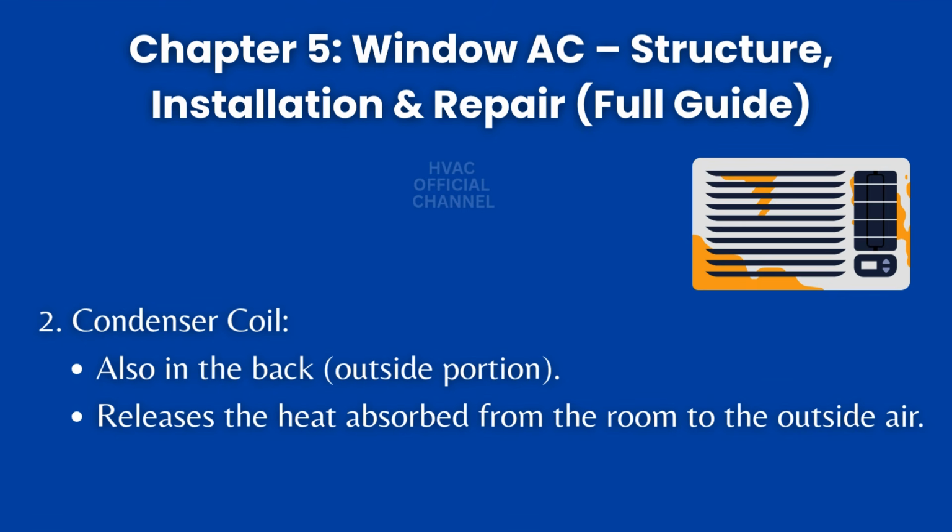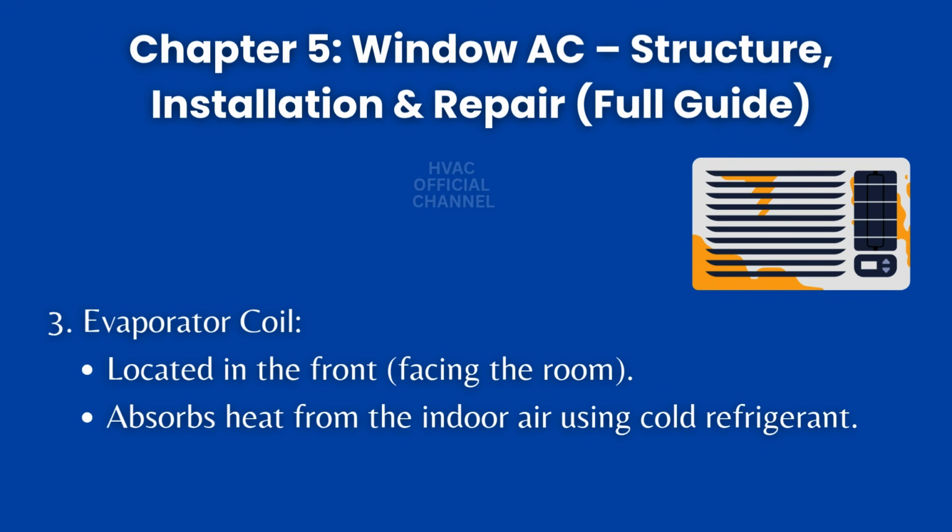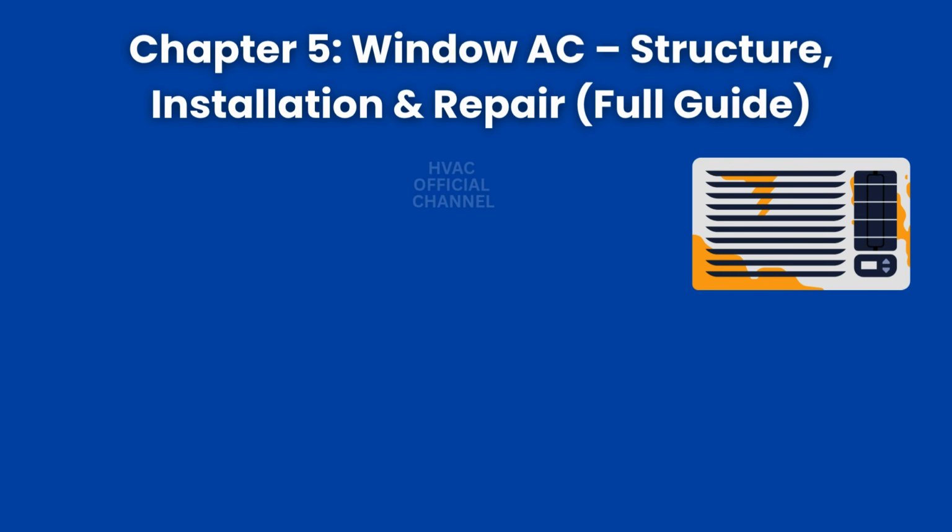2. Condenser coil: also in the back, outside portion, releases the heat absorbed from the room to the outside air. 3. Evaporator coil: located in the front, facing the room, absorbs heat from the indoor air using cold refrigerant.